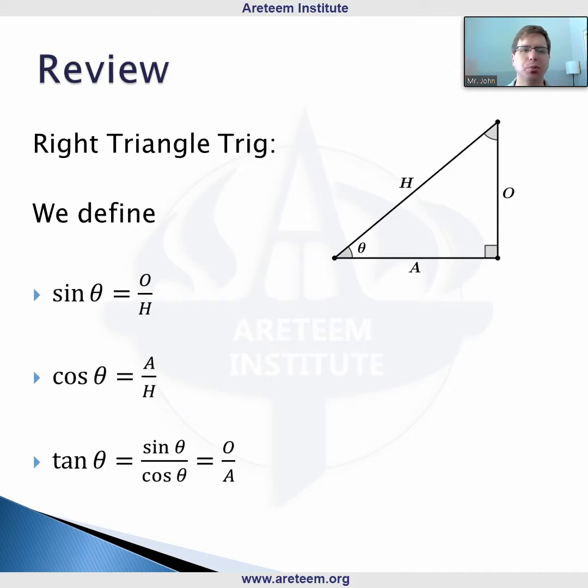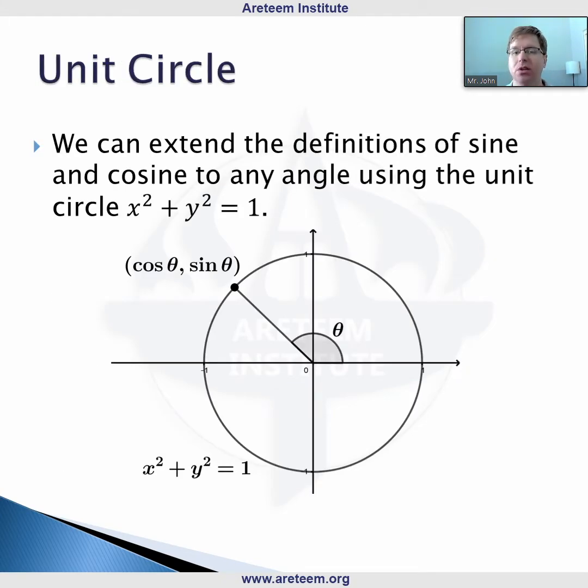I also want to briefly mention that we can have angles bigger than 90 degrees in terms of trigonometry and in terms of triangles. So how do we extend these definitions of sine and cosine? And then tangent can be thought of as sine divided by cosine. Well, we can do this with a unit circle. We extend this and think of our hypotenuse as 1, and so that hypotenuse can be anywhere on this unit circle.